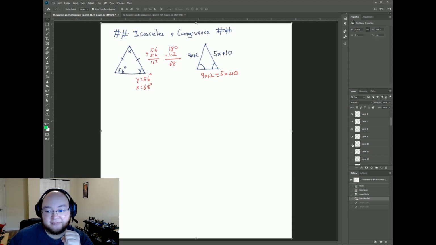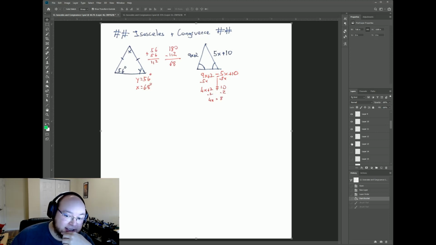So I'm going to subtract 5x from both sides because that's the opposite of positive 5x. We get 4x plus 2 equals 10. Subtract 2 from both sides. Get 4x equals 8. Divide by 4. x equals 2.